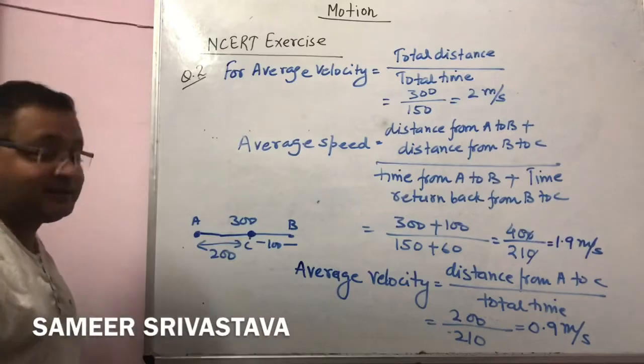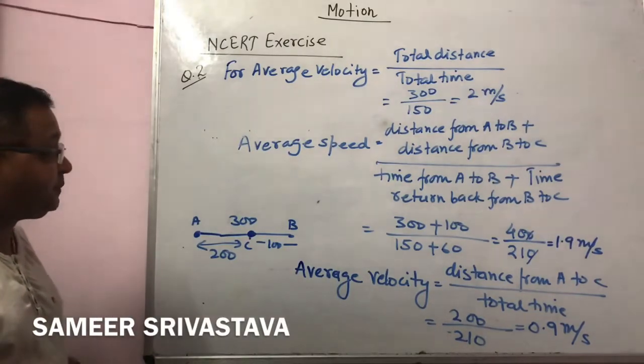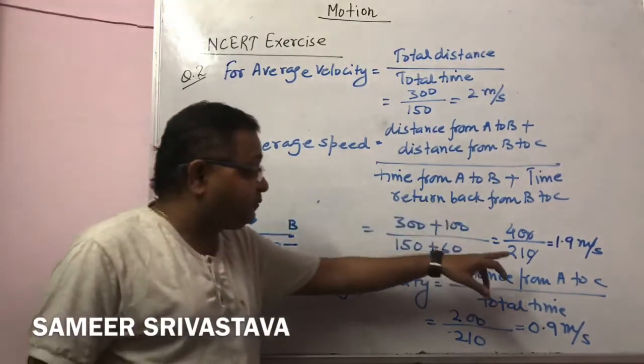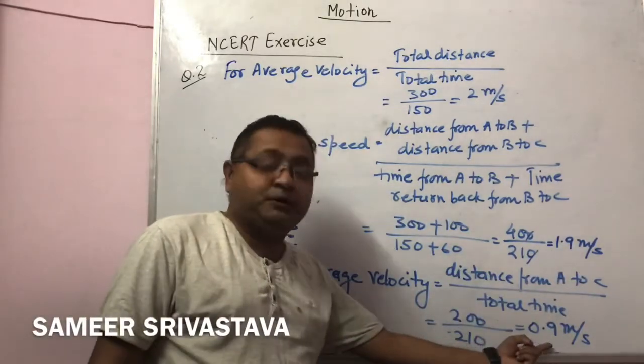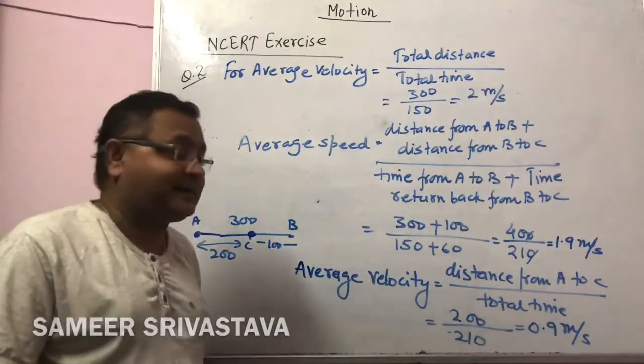So in the second case, there is a change in average speed and average velocity. The average speed will be 1.9 meter per second, but the average velocity will be only 0.9 meter per second.